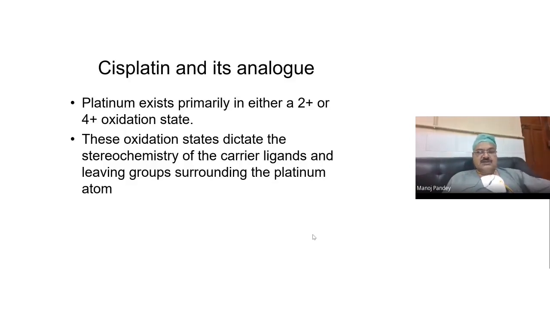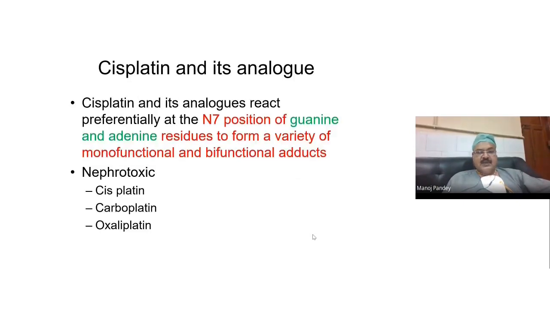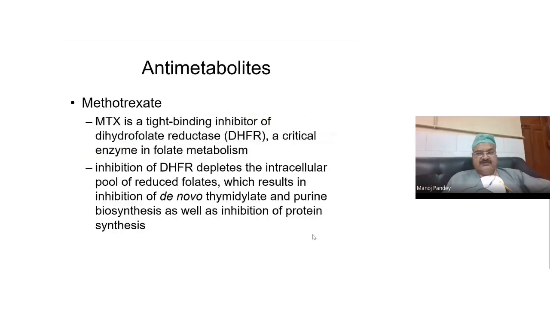These are the drugs which have platinum in the 2 plus or 4 plus oxidation state, and it is the oxidation state which decides the stereochemistry of the lesions. It acts at the N7 position of guanine and adenine residues to form a variety of monofunctional and bifunctional adducts. Drugs are cisplatin, carboplatin, and oxaliplatin. Cisplatin is highly nephrotoxic and highly emetic, while carboplatin and oxaliplatin are less nephrotoxic and less emetic.